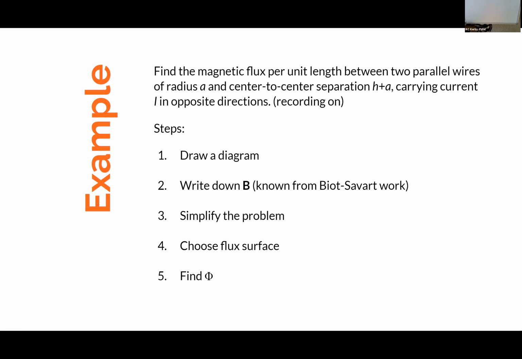The steps I'm going to go through to do this are going to be to draw a diagram. I'm going to write down the magnetic flux density, which I already know from the Biot-Savart law that we did a chapter ago. Then I'm going to simplify the problem by doing some symmetry stuff. I'm going to choose a magnetic flux surface to calculate the flux through, and then I will find the magnetic flux per unit length.